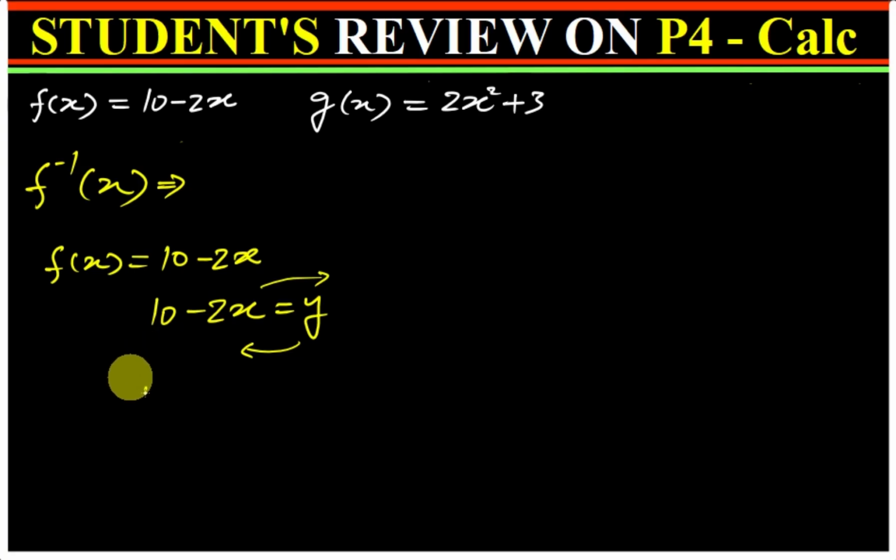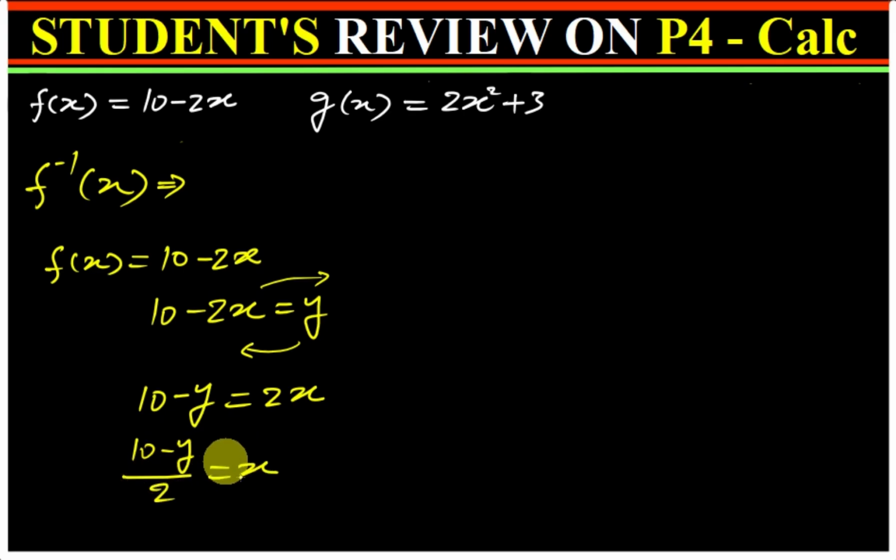So we take 2x to the right side and y to the left side. We get 10, and this will become minus y, is equal to 2x. When 2x goes to the right side it becomes plus 2x, and when y goes to the left side it becomes minus y. Now we'll divide the whole equation by 2, so we get (10 minus y) upon 2 is equal to x. So we made x the subject of the equation. Now to write f inverse of x, we write the same thing but replace y with x. So we get (10 minus x) upon 2. This will be f inverse of x.